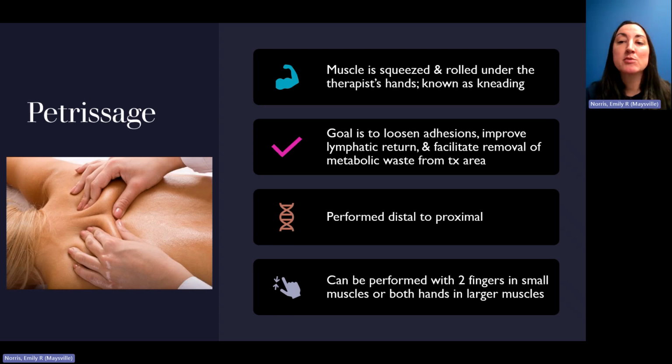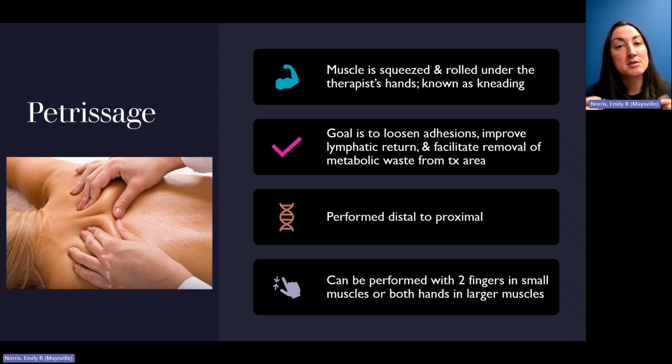Petrissage, the muscle is squeezed and rolled under the therapist's hand. It's also called kneading. The goal is to loosen up adhesions, to improve lymphatic return, to facilitate removal of metabolic waste from a treatment area. It's typically, again, performed distal to proximal, and it can be performed with as little as 2 fingers for a smaller muscle group or both hands for a larger muscle group.